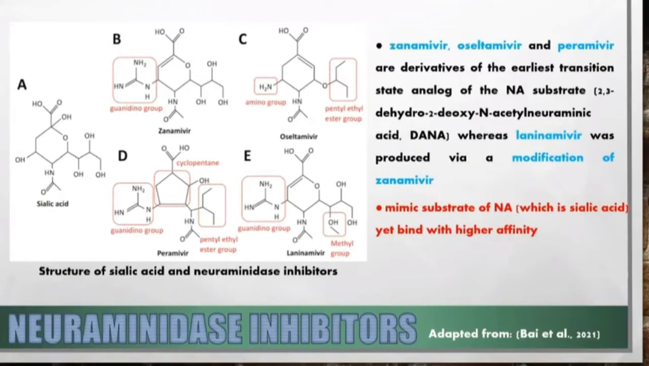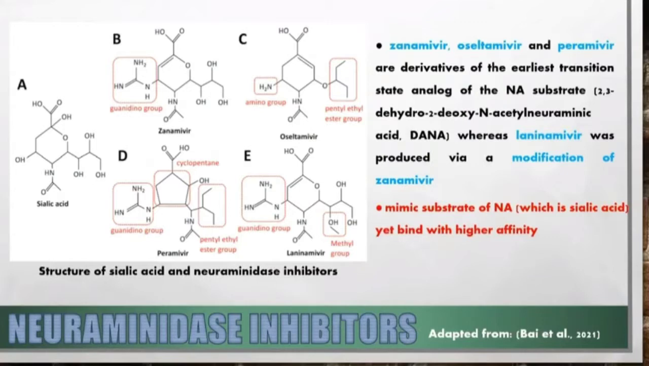For zanamivir, oseltamivir, and peramivir, they are derivatives of the earliest transition state analog of the neuraminidase substrate, 2,3-hydro-2-deoxy-N-acetyl-neuraminic acid, DANA, whereas laninamivir was produced by a modification of zanamivir. All of them mimic the substrate of neuraminidase, which is sialic acid, and they can bind to the neuraminidase with higher affinity as compared to sialic acid. As we can see from this figure, the development of these 4 types of inhibitors is based on sialic acid because they have a basic structure similar to sialic acid.